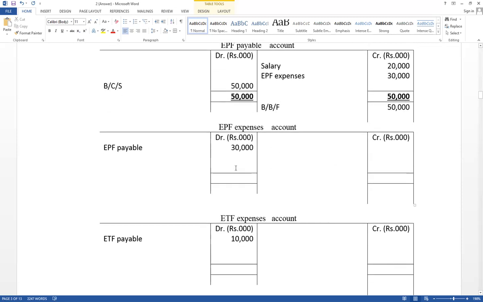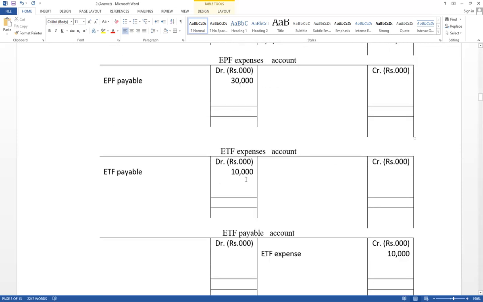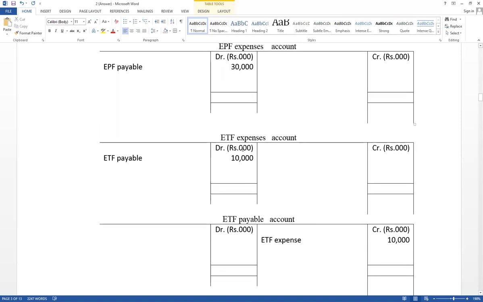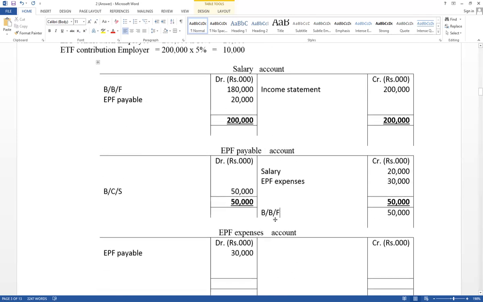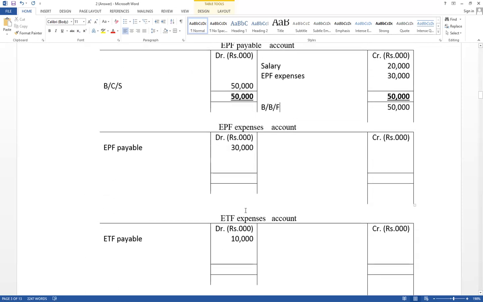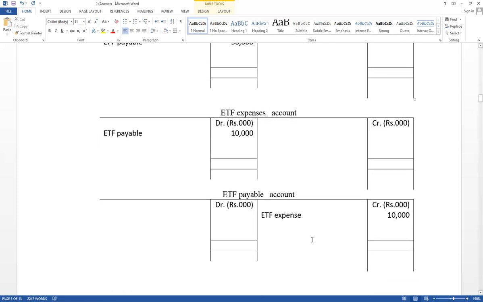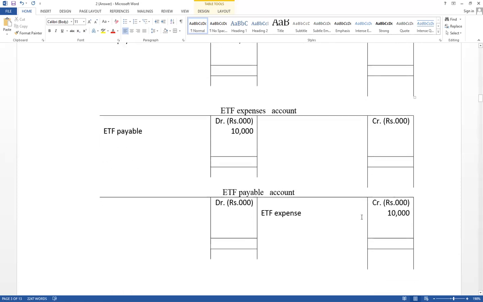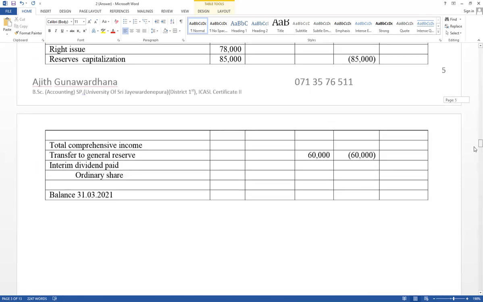EPF expense, expense under distribution expense. ETF expense also distribution expense. But ETF payable under current liability. There are three expenses under administration: salary, EPF expense, and ETF expense. But EPF payable and ETF payable under current liability. Record it. There are 5 marks.